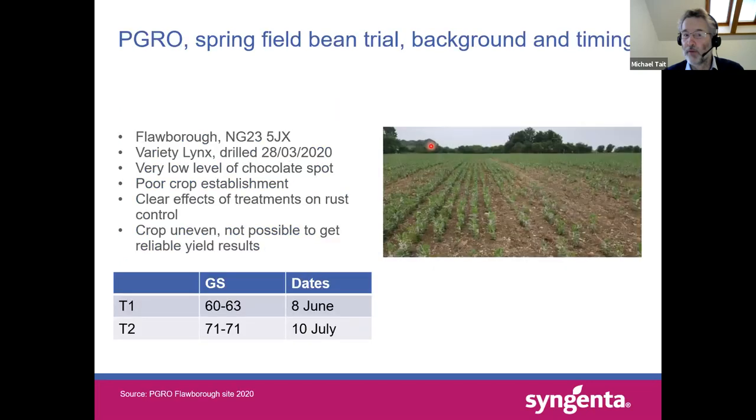Finally, just a quick mention about a trial we did with PGRO on spring beans. We only did one trial last year on spring beans. We used the variety Lynx. It had very little chocolate spot in it, but it had a tremendous level of infection from rust. It wasn't a particularly good crop, so we weren't able to sensibly yield it. And we only had two timings, a standard T1 and T2 timing.